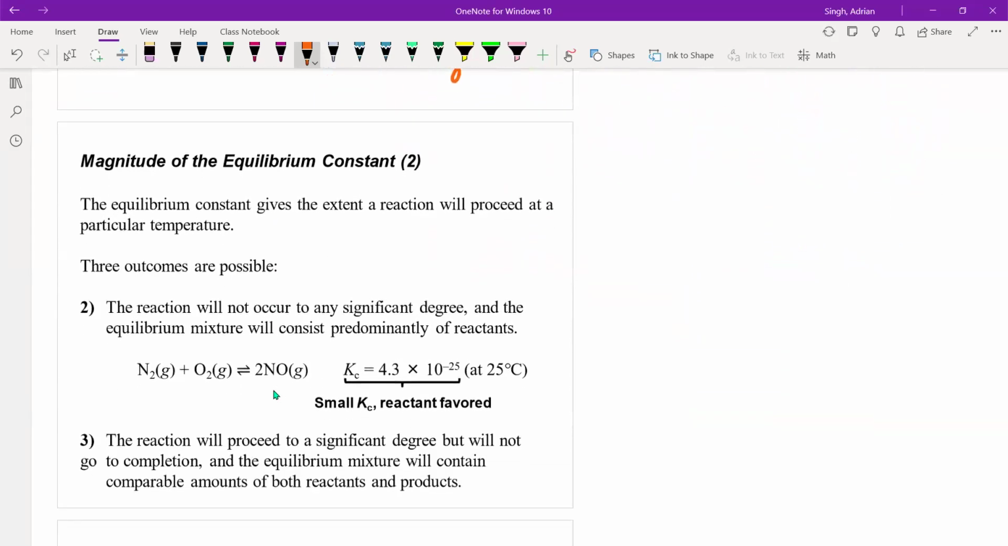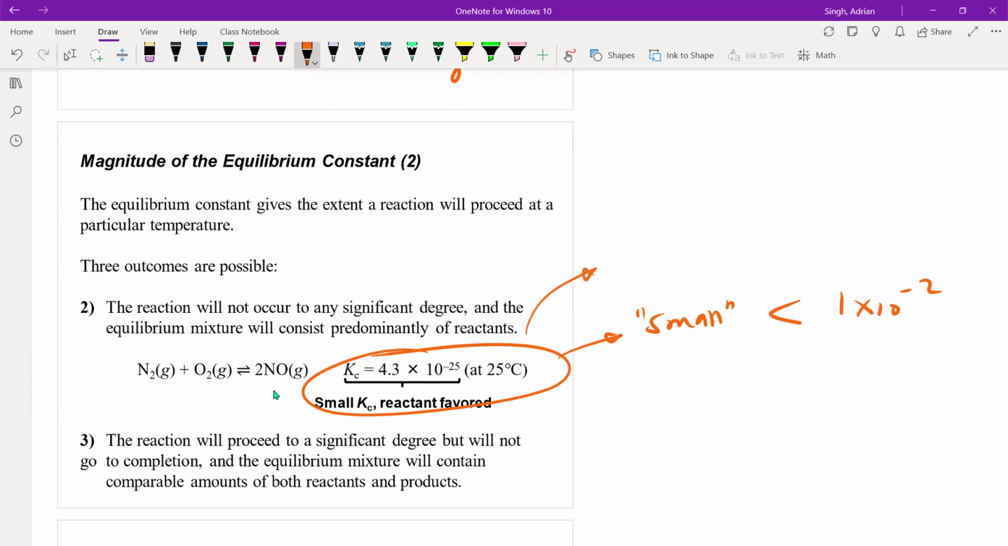A second outcome would be if we get a very small Kc value. When we get a small Kc value, this would be less than something like 1 times 10 to the minus 2, or 0.01. Because it's small now, the equilibrium is going to lie not to the right, but to the left, or it favors what's on the left side. It favors the reactants that are on the left.